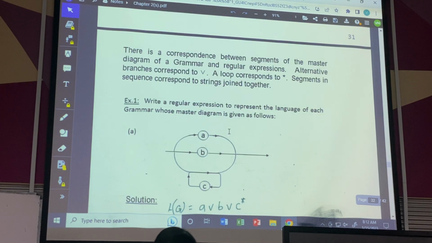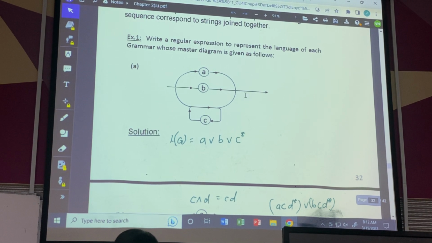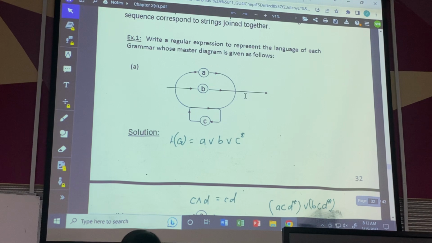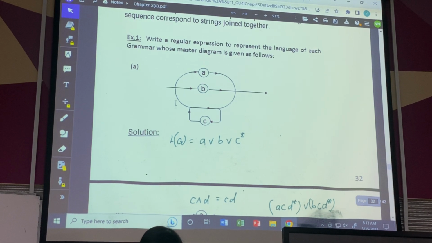Now we have the example here asking to write the LG if the diagram given is like this. As I told you before, if it is the master diagram, then we don't have the non-terminal inside. Only the syntax diagram has non-terminal. Okay, so this one is considered a master diagram. Then they ask you to write the LG.